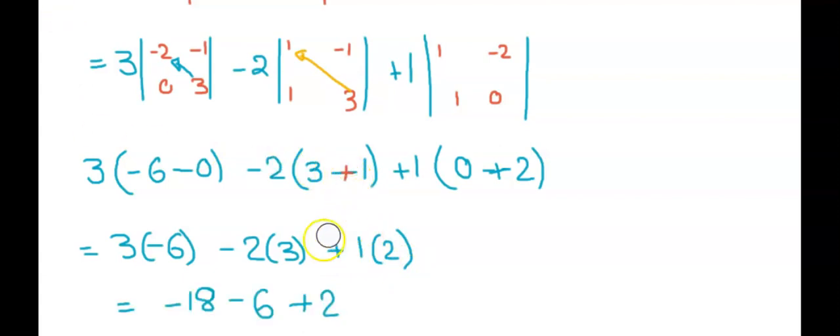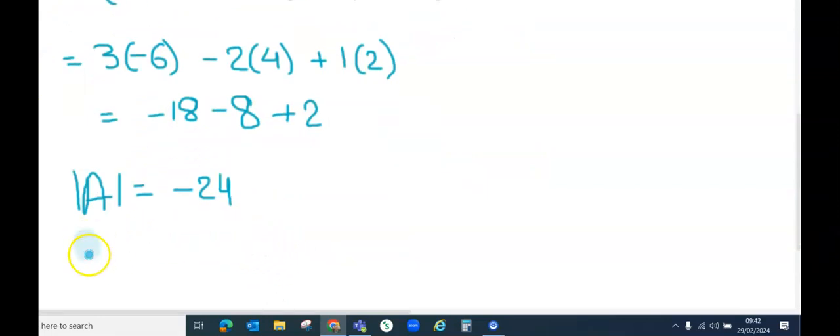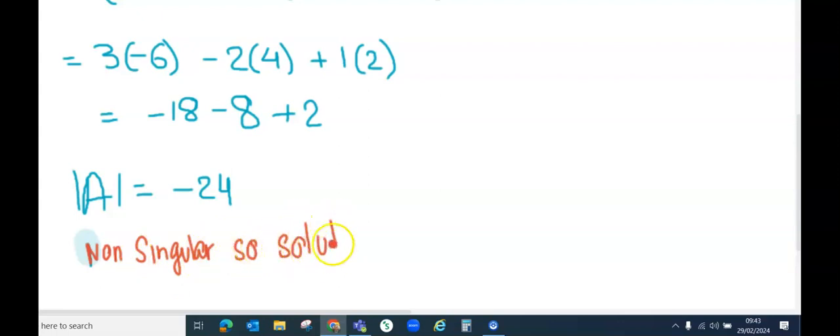So that 3 plus 1 should not be 3, it's 3 plus 1 is 4. Yep, so that's a 4. And then 2 times 4 is also 8, not 6. So the A determinant is minus 24, which means it's a non-singular matrix, which means you can solve further. Usually it's a better idea to write down that it's non-singular. So the solution does exist.